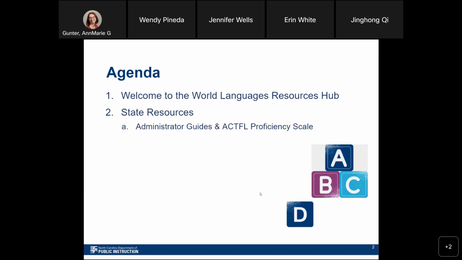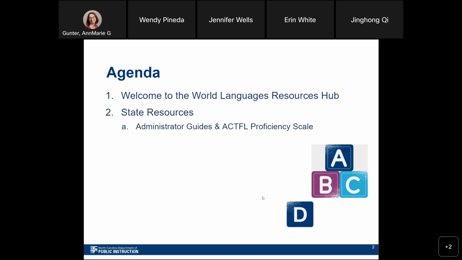The A is for administrator guides, which are a support tool for our World Language Essential Standards. But the A is also for the actual proficiency scale, which is used nationally and which we use here in North Carolina, as do many states, for our proficiency-based state standards.